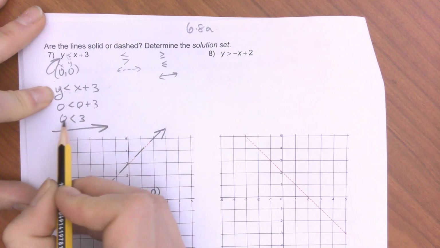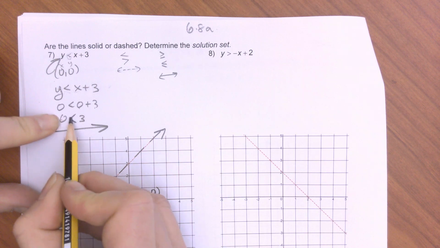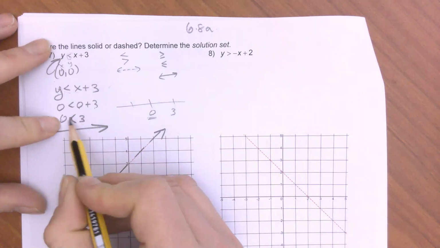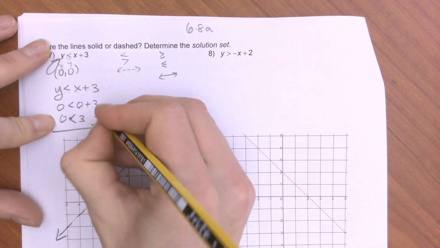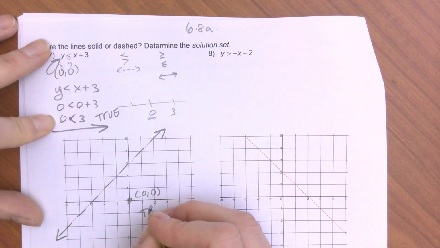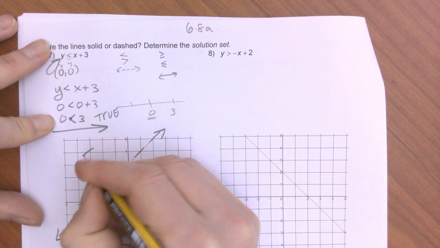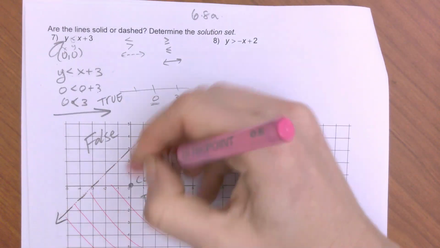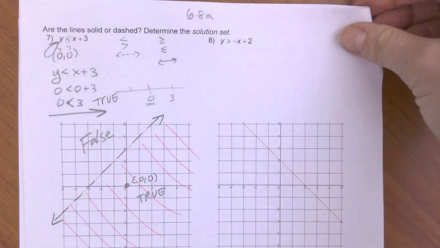Now I read that. I touch the small side of this sign first: 0 is smaller than 3. Is 0 smaller than 3? Yeah, that's true. That means this point is true. That means all the points on this side are true, and all the points on this side are false. And do we color the true or false side? Yeah, we color the true side. So all I do is color this side like that. I'm done.